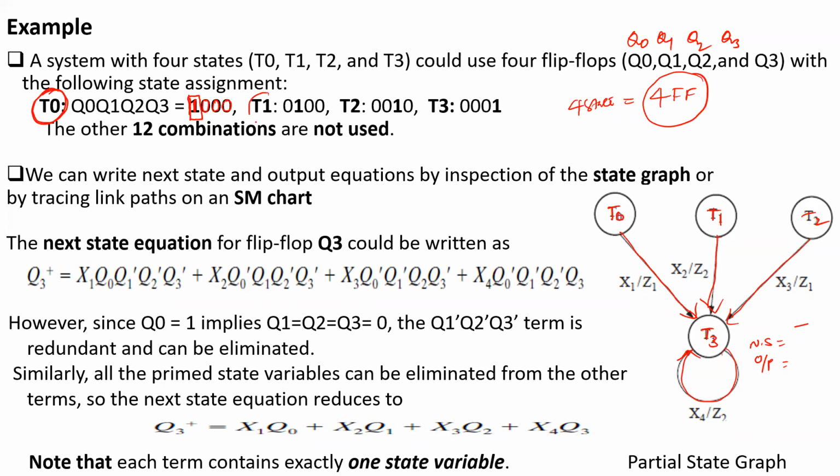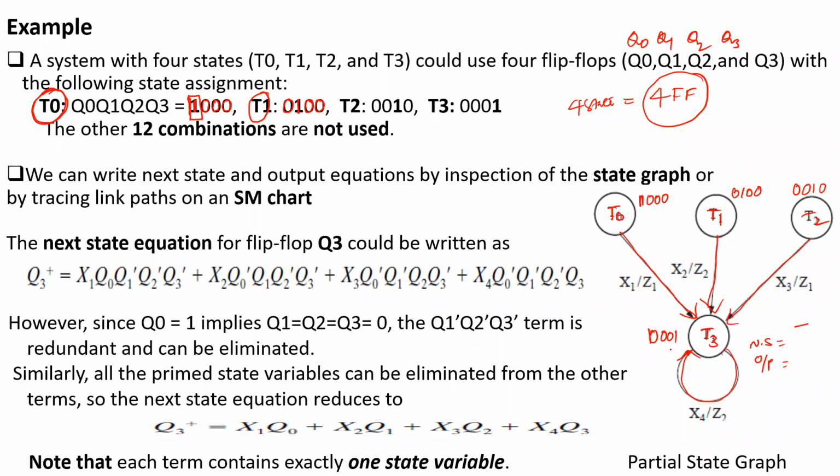Similarly, for the T1 state, what is the state assignment here? This is 0, this is 1, this is 0, this is 0. In the conventional methodology I would have written 0 0, 0 1, 1 0, 1 1. But now I'm not doing like this. Instead, each state gets its own one hot assignment, like this is the state assignment for this one, and for this one, and for this one. This is how I am doing it.